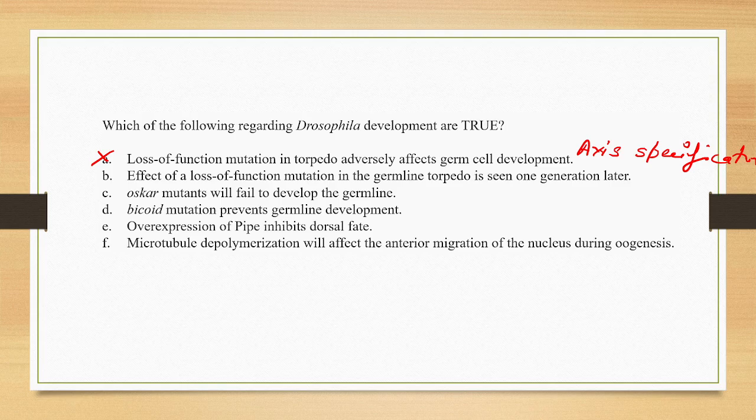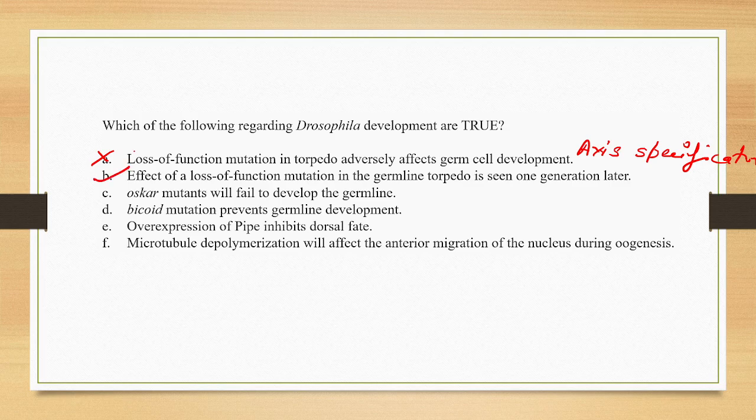Why? Because its role in oogenesis impacts the oocytes, which are passed on to the next generation. So always remember that torpedo signaling affects the next generation. If there is any mutation in the germline torpedo, its effect would be seen in the next generation, one generation later. So this is the correct option.